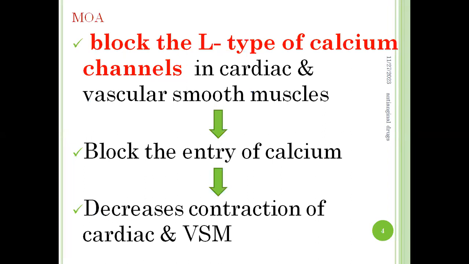Mechanism of action of calcium channel blockers. They block the L-type calcium channels in the cardiac and vascular smooth muscles, thereby blocking the entry of calcium. We know that calcium is necessary for muscle contraction. As there is a decreased level of calcium, there is reduced contraction of cardiac muscles and vascular smooth muscles.